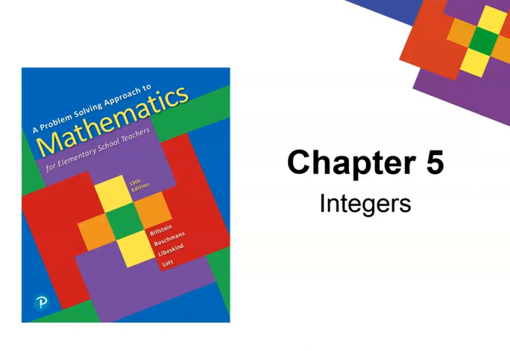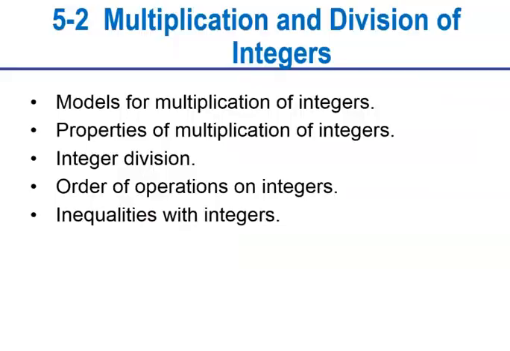Hello teachers, let's talk about Chapter 5 Integers, and this time we're going to discuss Section 5.2, Multiplication and Division of Integers. Remember we discussed Section 5.1 last time, which is addition and subtraction of integers. In this section we're going to talk about models for multiplication of integers, properties of multiplication of integers, and integer division.